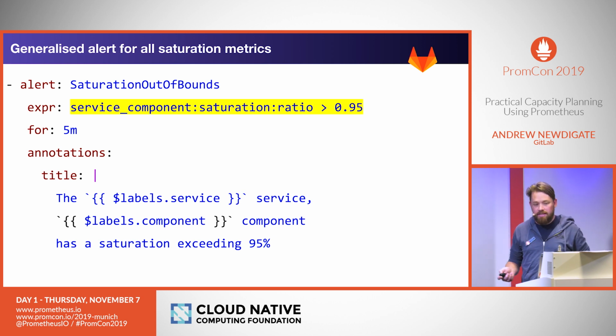So once we've got all these saturation metrics in the same format, we can do some basic alerting on this. And this can be done with a very simple, I think Simon would agree, very simple alerting rule, because he was saying it's good to have simple rules. And what this says is that if any saturation ratio in your system, so any service resource combination, is greater than 95% for more than 5 minutes, send out an alert, and you can include the labels in the alert.